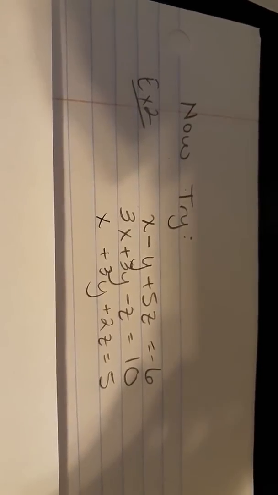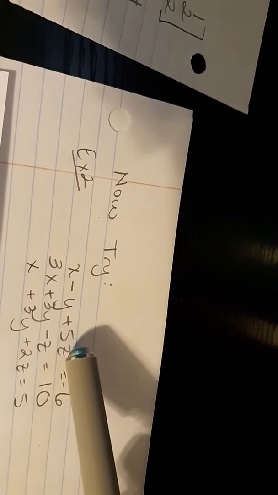Alright, so example 2. It says x minus y plus 5z equals -6, and 3x plus 3y minus z equals 10, and x plus 3y plus 2z equals 5. So notice that all your x's are lined up, all your y's are lined up, all your z's are lined up, all your equal signs, and then all your constants. So it's ready to go into an augmented matrix.